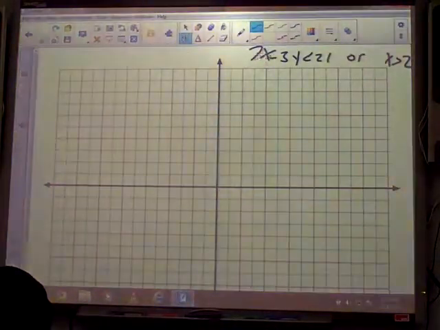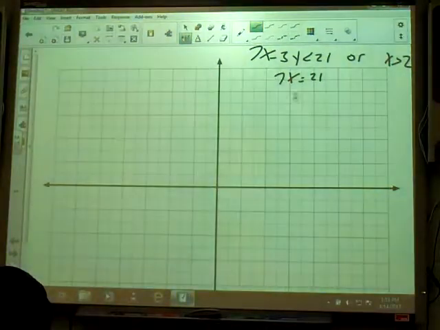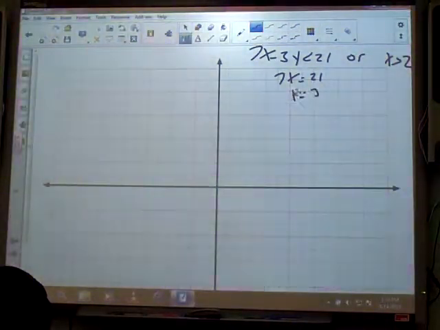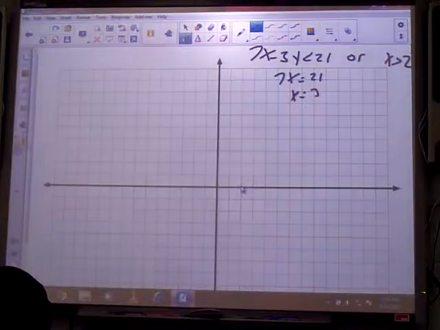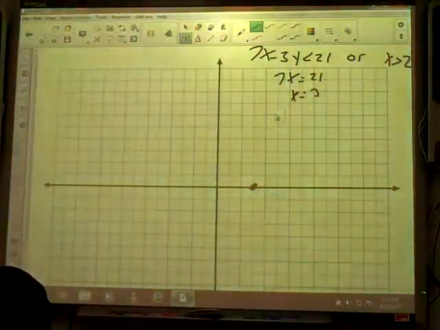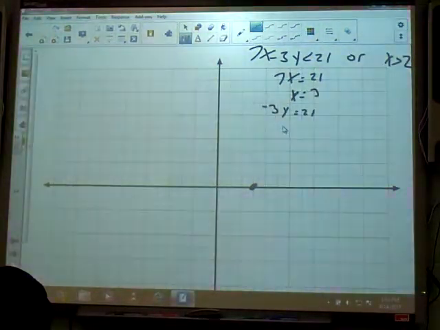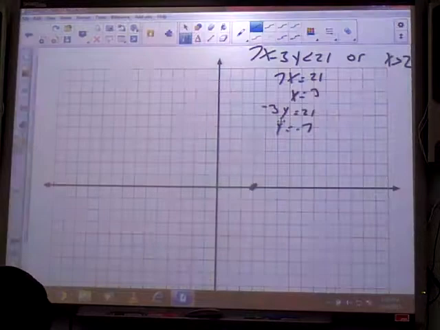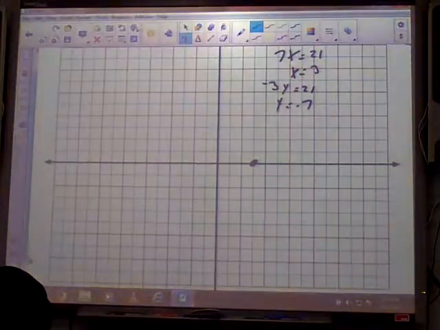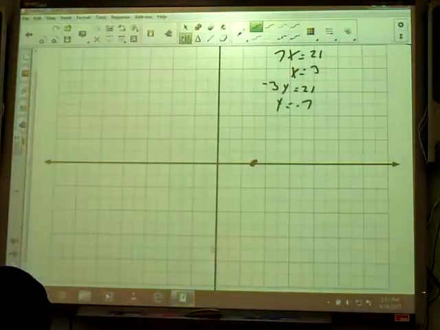When I plug 0 in for y, I get 7x is 21, which gets me an x of 3. So it's going to be 1, 2, 3. See, I'm counting on every line this time. When I plug a 0 in for x, it gets me negative 3y is 21, which means y is negative 7. Okay, so I'm going down 1, 2, 3, 4, 5, 6, 7.